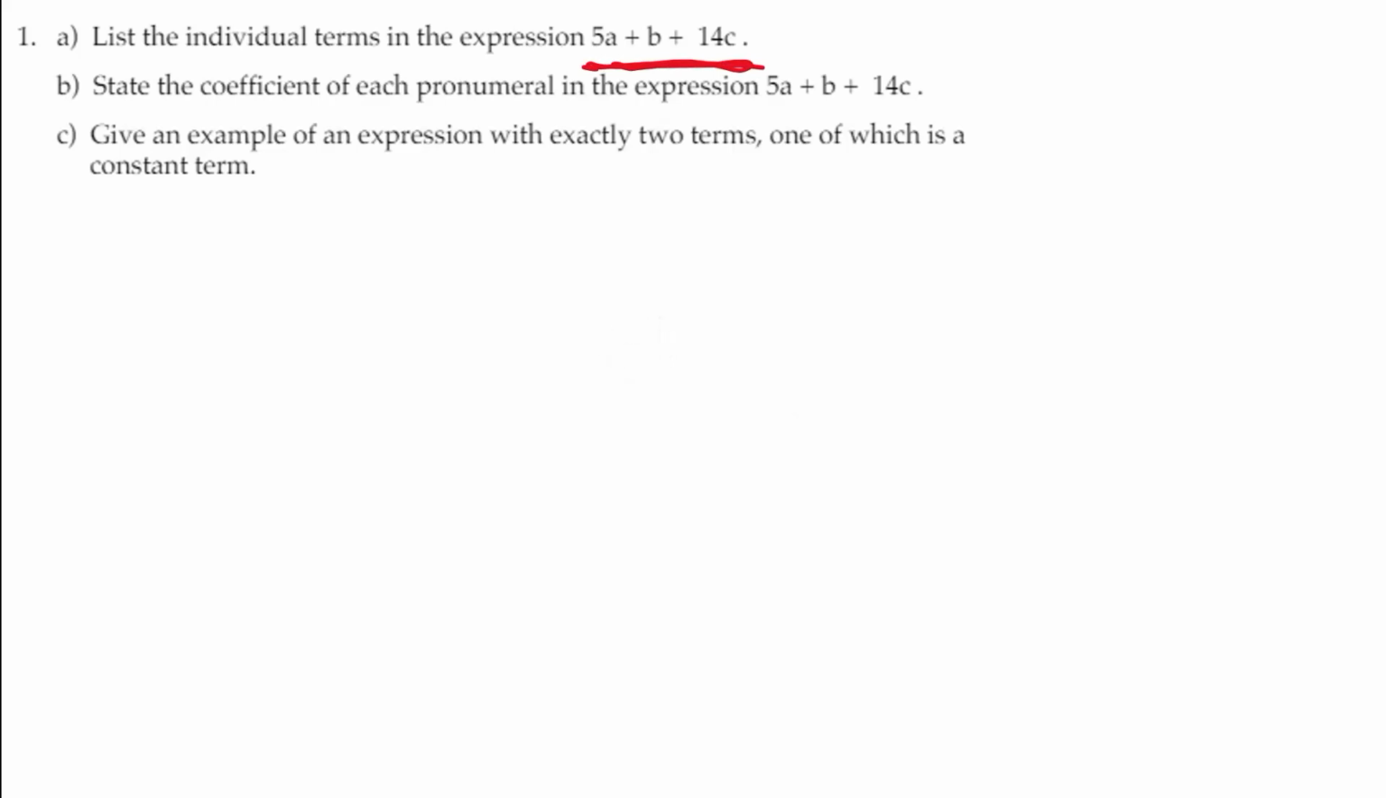They are, let's go for A. They are 5A, that's one term. We have B, that's another term. And we have 14C, that's another term. There we go. The 3 terms, done.